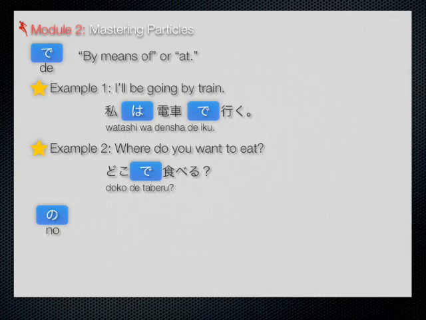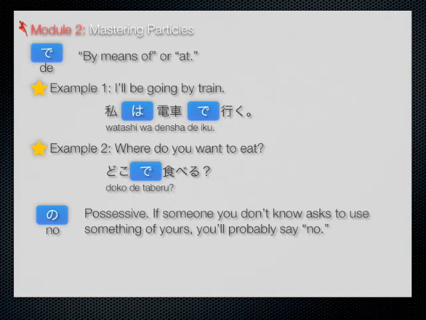All right, so let's look at no. No is your possessive marker, and this one's pretty straightforward. You can think of the English equivalent as being apostrophe s, right? A good way to remember no is, if you have something of yours, and someone off the street, for example, asks you, hey, can I borrow that, or will you loan that to me? Your gut instinct will probably be no, right? So you can remember no as being a possessive marker.